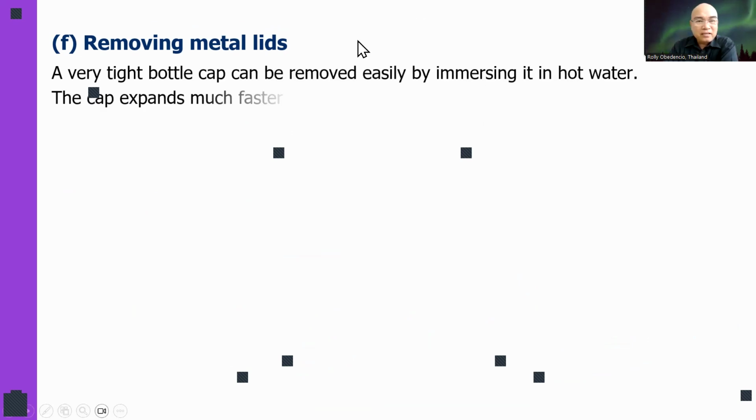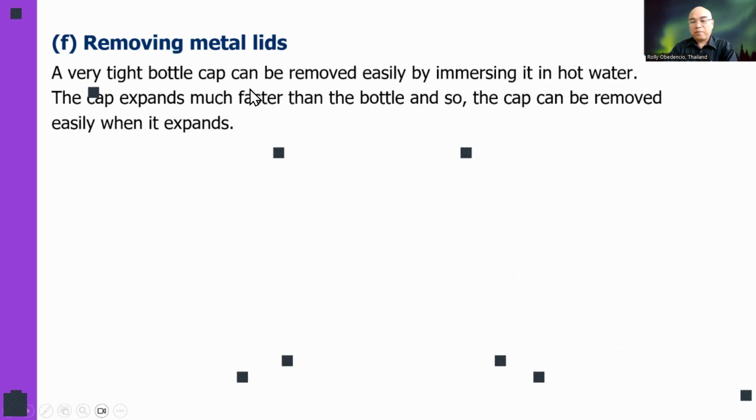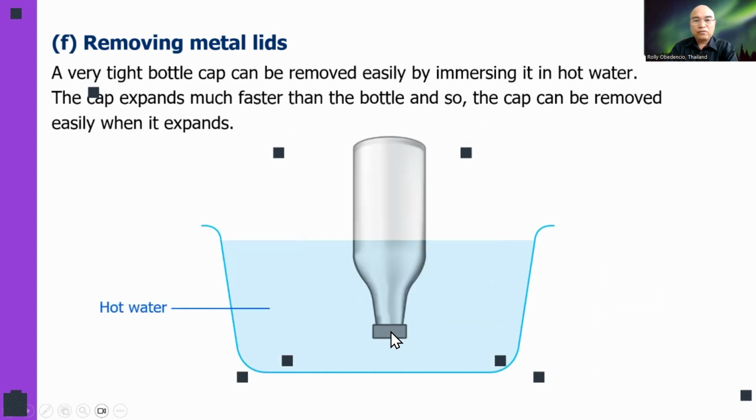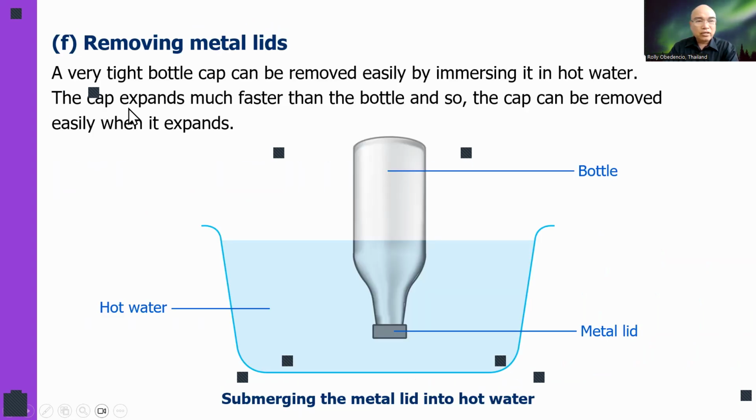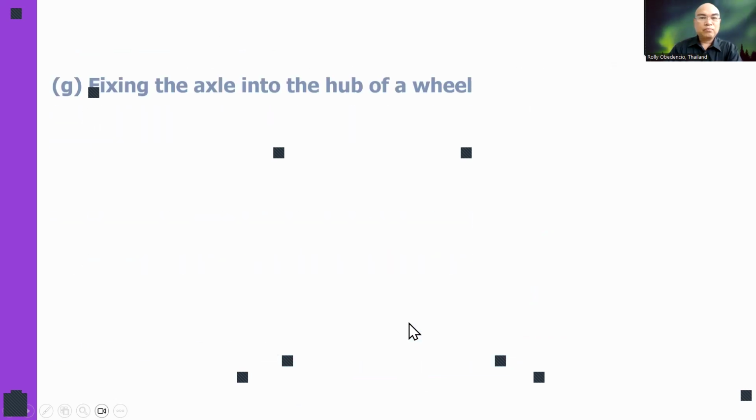Now, removing metal lids. A very tight bottle cap can be removed easily by immersing it in hot water. The cap expands much faster than the bottle, so the cap can be removed easily when it expands. You understand? It's submerged in hot water, so the metal lid expands and can be easily removed.